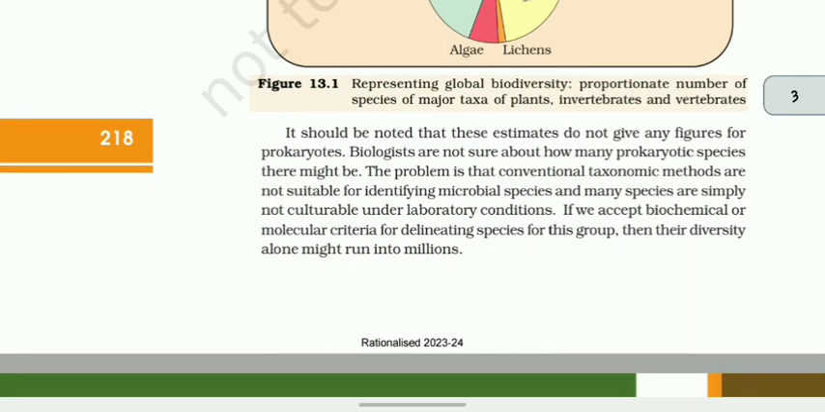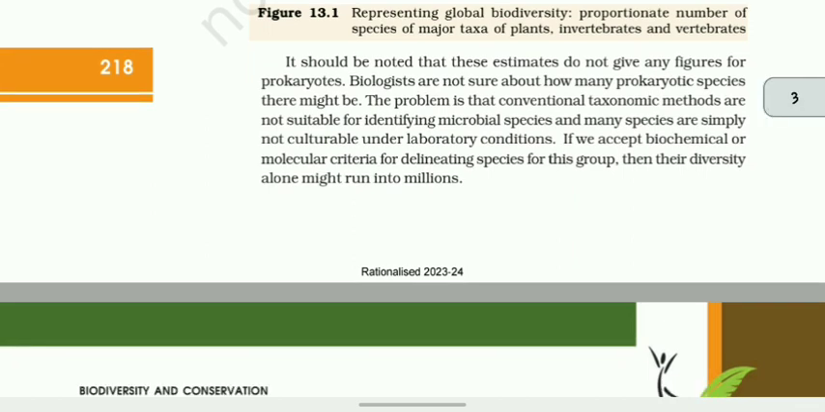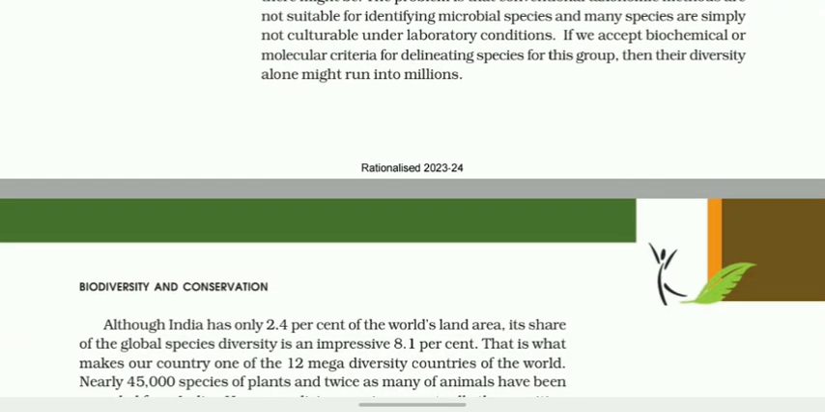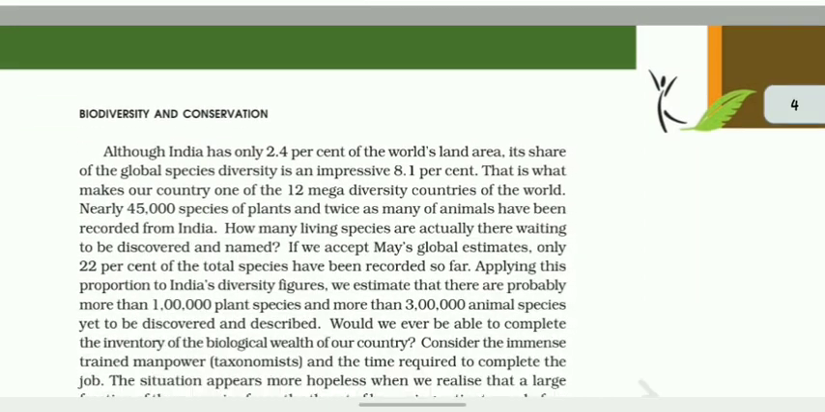It should be noted that these estimates do not give any figures for prokaryotes. Biologists are not sure about how many prokaryotic species there might be. The problem is that conventional taxonomic methods are not suitable for identifying microbial species, and many species are simply not culturable under laboratory conditions. If we accept biochemical or molecular criteria for delineating species for this group, then their diversity also might run into millions.